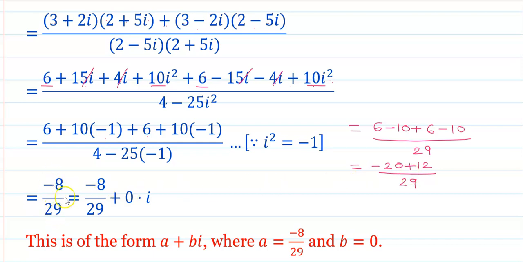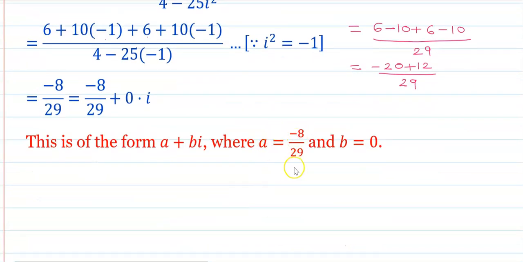And hence, this is the real part. We can express in the form A plus BI. The imaginary part is 0. Therefore, it is a 0 into I. And hence, A is minus 8 upon 29 and B is 0.